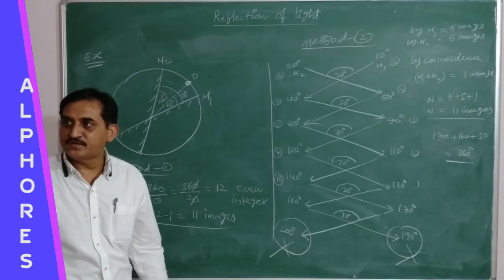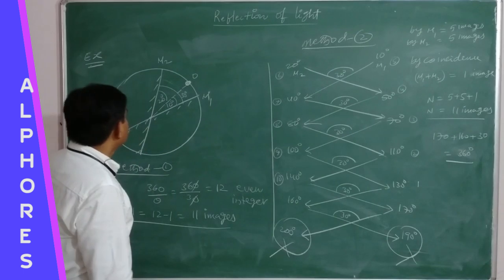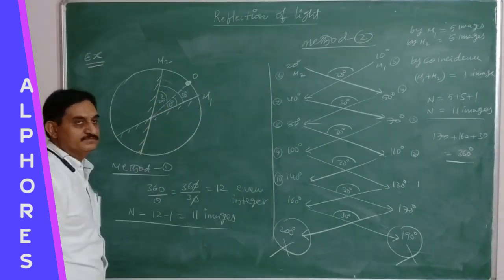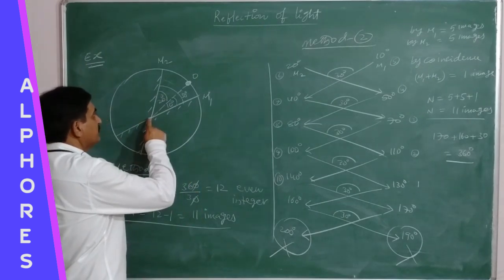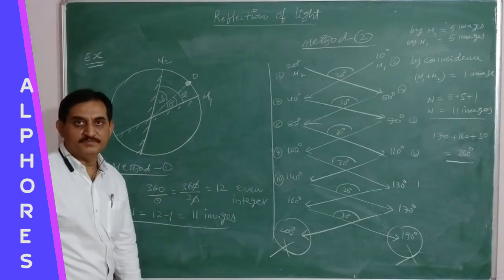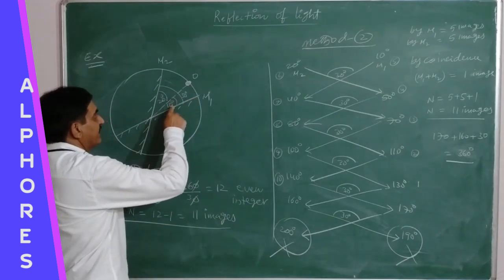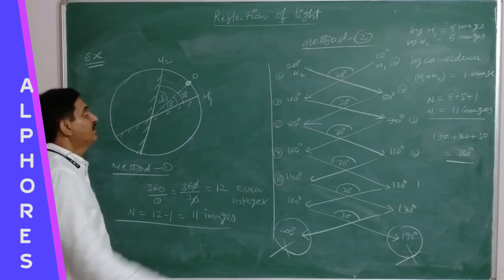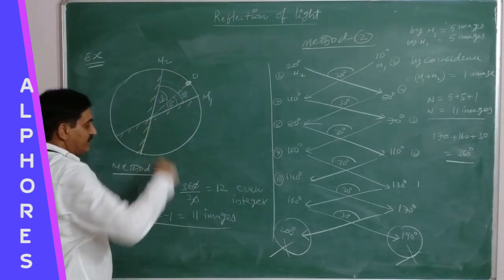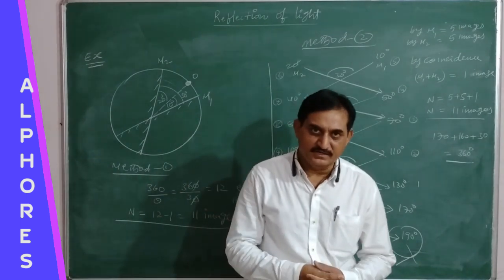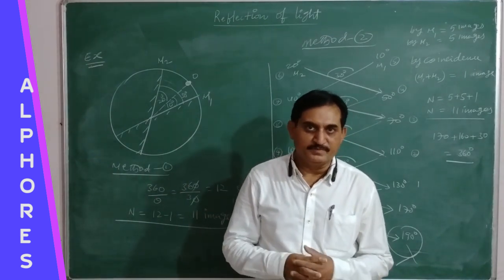Let us go for another problem. Here two mirrors are kept at a certain angle, 30 degrees, and an object is kept in between these two mirrors. The object is at a 10 degree angle with reference to M1 and a 20 degree angle with reference to M2. The question is, the number of images formed by the two plane mirrors will be?